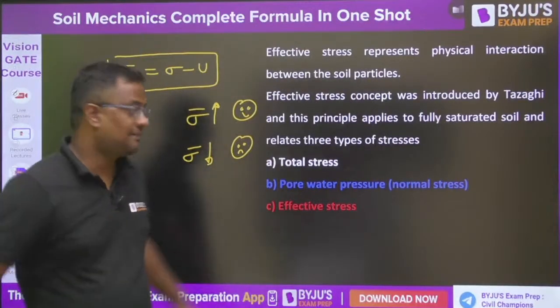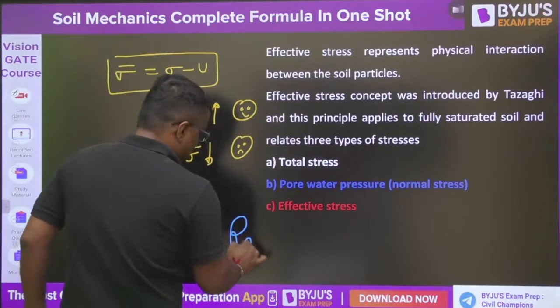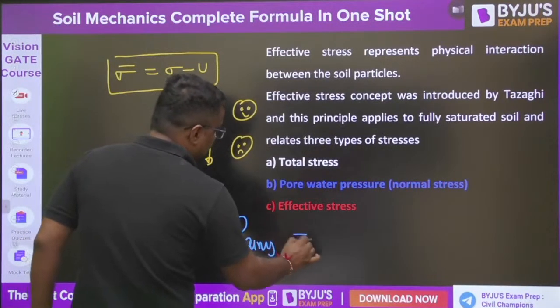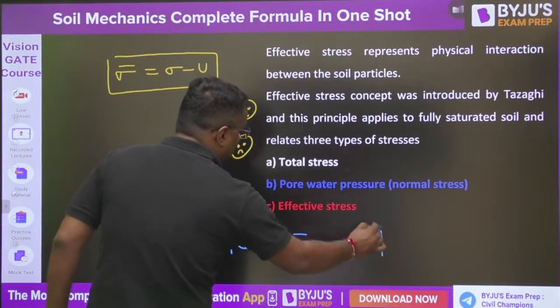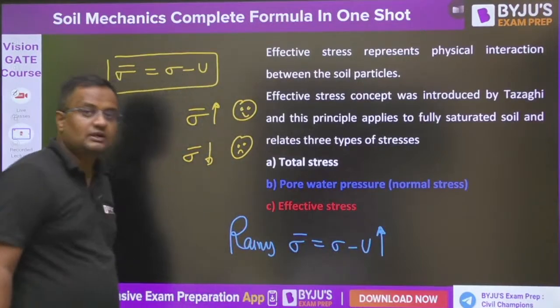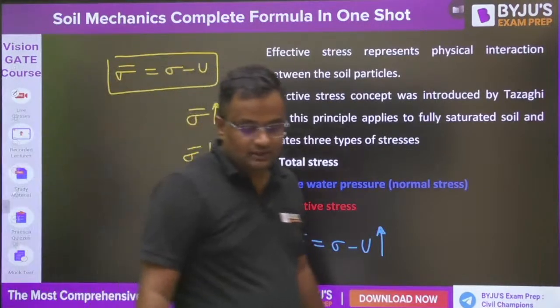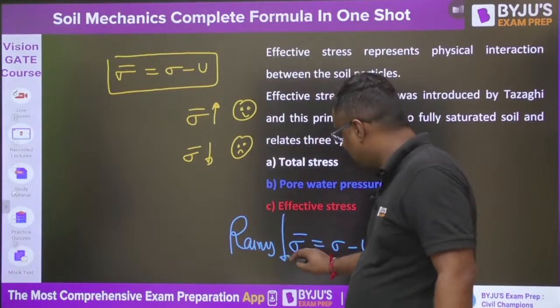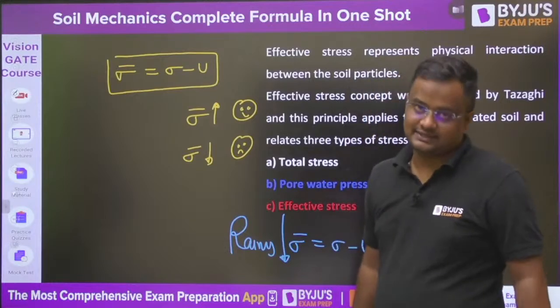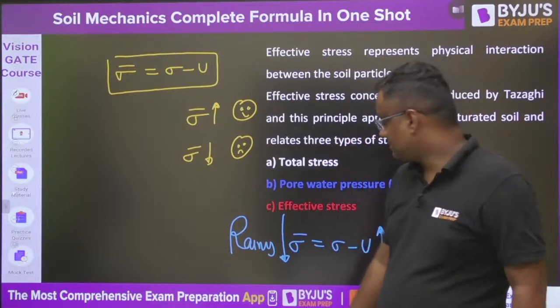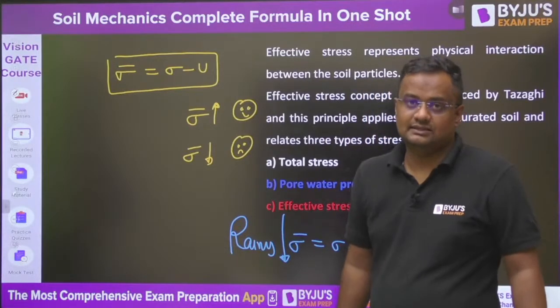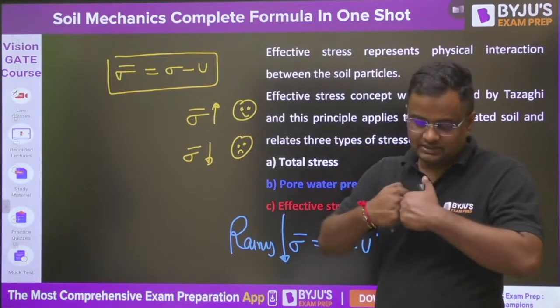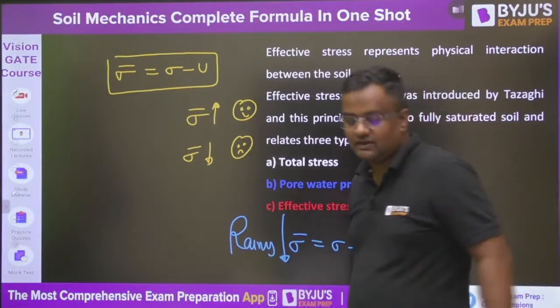In the rainy season, why are there more landslides? Because pore water pressure increases. The water table rises, so pore water pressure increases, so sigma bar decreases. If sigma bar decreases, that means the contact pressure is less and it can easily have a shear failure.